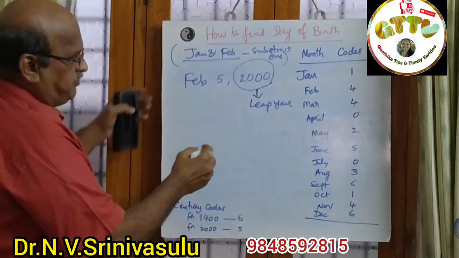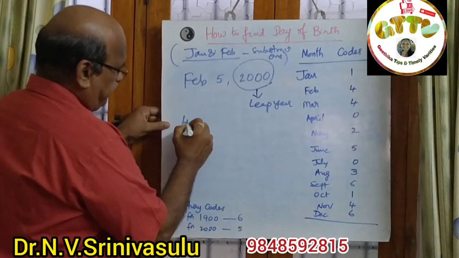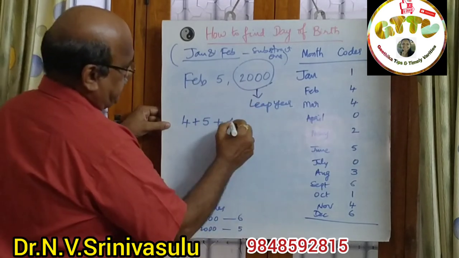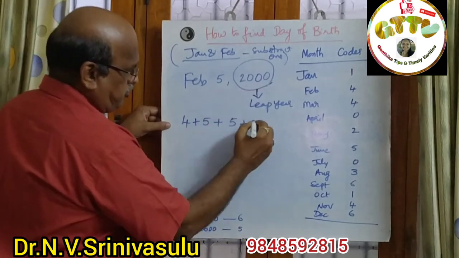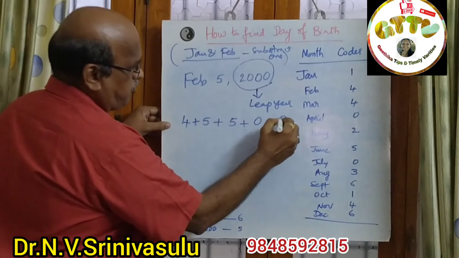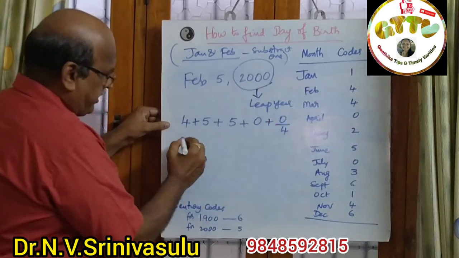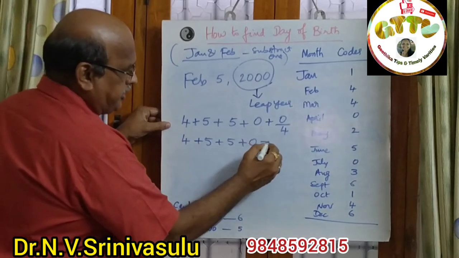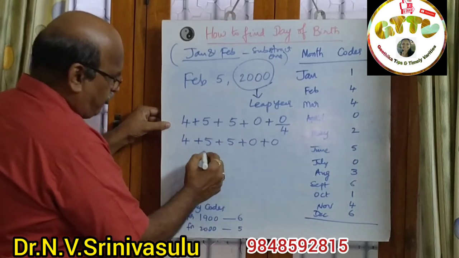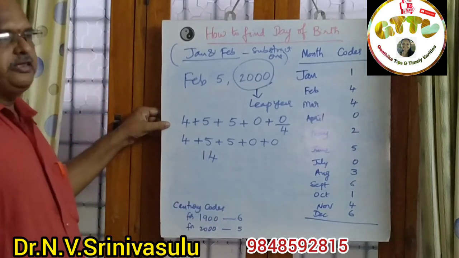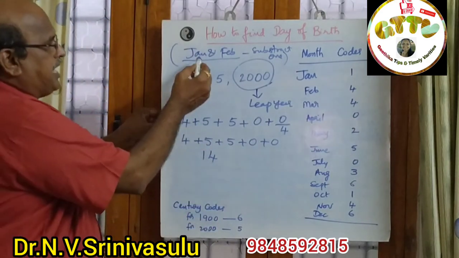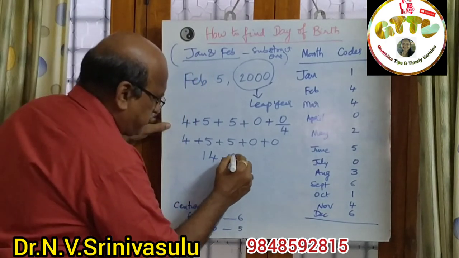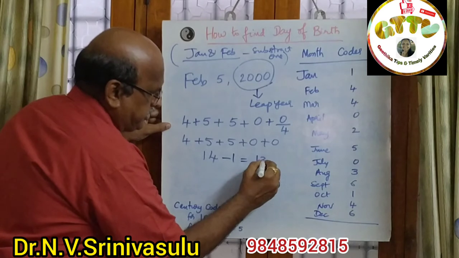Okay. Now, for example, February. What is the code? 4 plus 5 plus 20 series. That is 2000 series. 5 plus 0, 0 year divided plus 0 by 4. So now here 4 plus 5 plus 5. 0 by anything is again 0. Therefore 14 it comes. So instead of 14 directly you take it, because the person is born in January and February, you have to subtract 1. So therefore you will get 13.